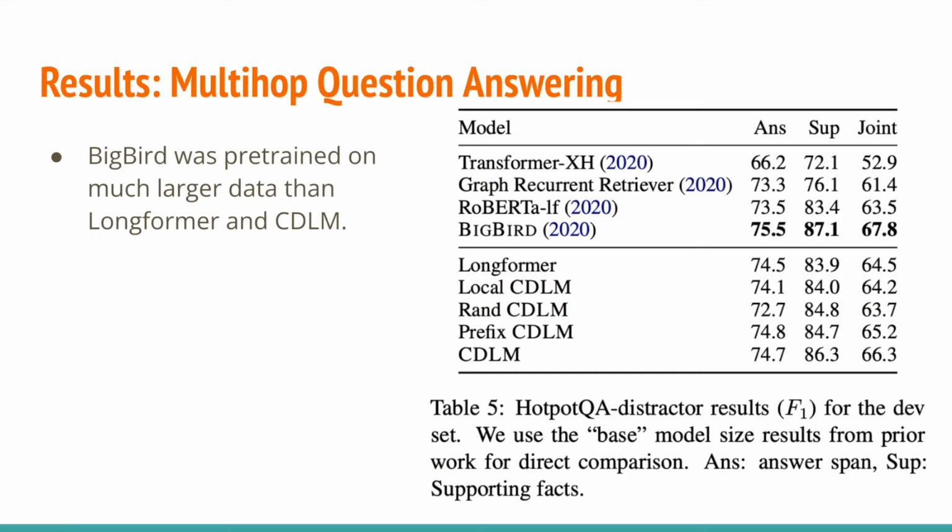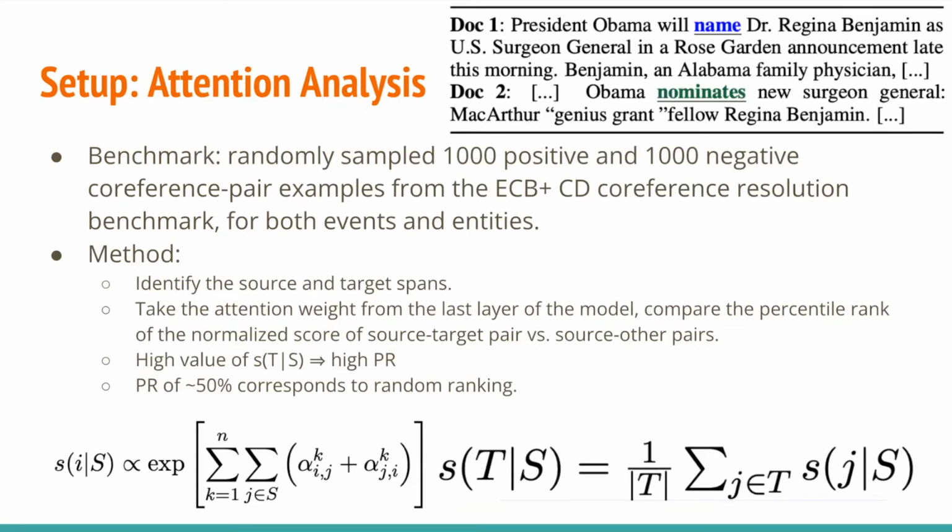So the result is given by figure 5. They said CDLM outperforms all other baseline models except Big Bird, because Big Bird was pre-trained on much larger data than Longformer and CDLM. CDLM, remember, is based on the Longformer base, so it's not theoretically the strongest model. Then, after the experiments, they finally perform analysis. So they study the attentions in the CDLM Longformer model.